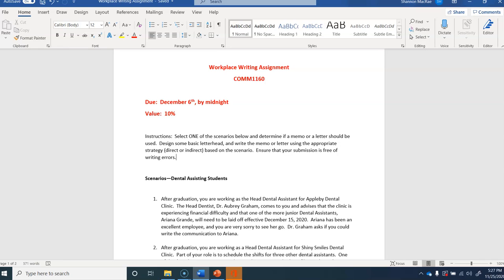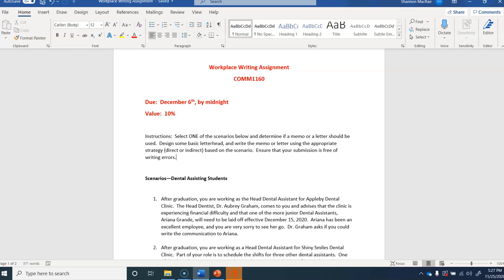I'm going to take a look at the letters and I'm going to evaluate them on two things. First of all, I'm going to take a look at the format. Are you using the letter format or the memo format correctly? And then I'm going to take a look at your use of strategy. If it's direct strategy that you're using, I'm first of all going to make sure that it's the appropriate strategy to use. And then I'm going to make sure that you're including all of the relevant information.